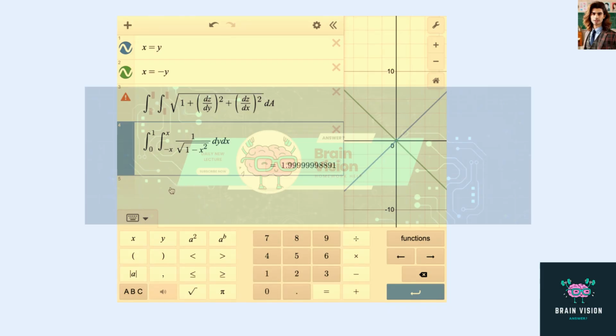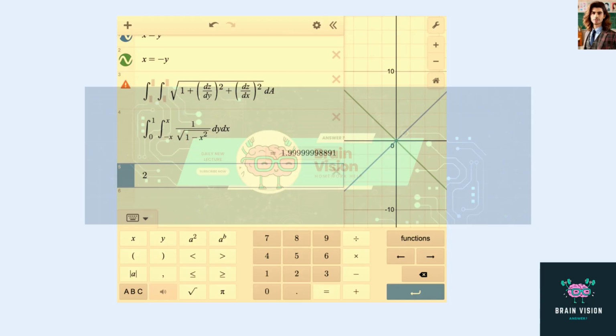So since it's equal to 2, we know that the total area, like we said, is 8 times that. So that means we get 16 as the surface area of this.